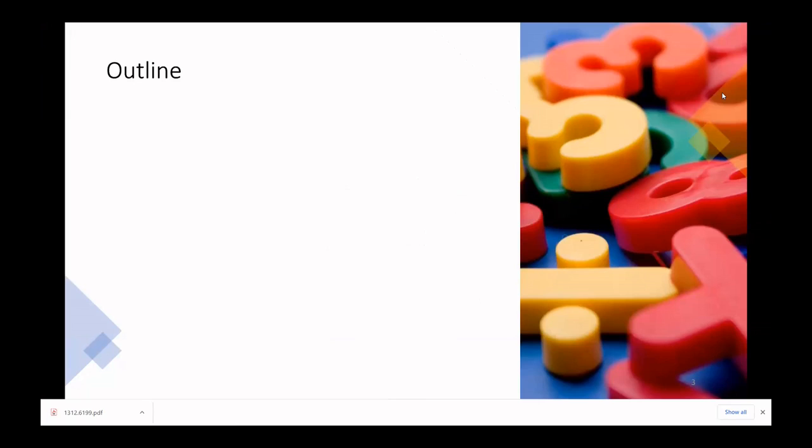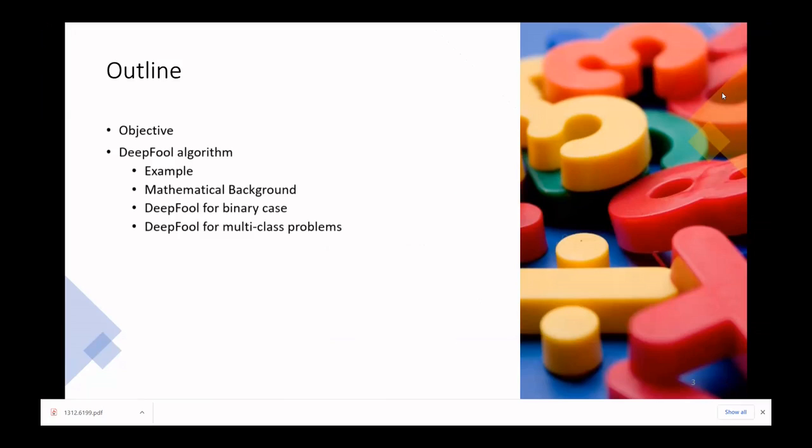To summarize the presentation, first I'll talk about the paper's objectives, then the DeepFool algorithm in more detail, first giving an example of adversarial images. Then I'm going to talk about some mathematical background, then DeepFool for binary classification problems, and then DeepFool for multi-class classification. Next, Marzi will talk about experimental results. And finally, we'll both talk about the conclusion.